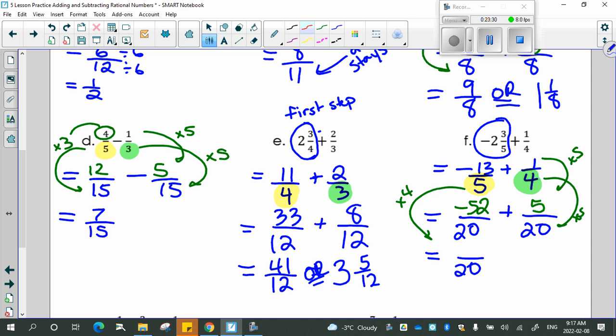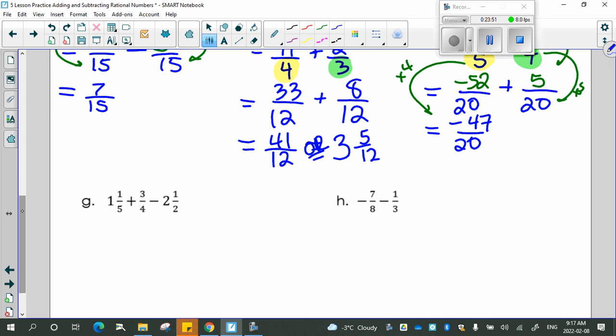Okay, I owe 52, someone gives me 5, so now I only owe how many? Good. Negative 47 20ths, can that be reduced? What goes into 47? I think it's prime. Nope. 47 is prime, so that's the best I can do unless I want to change to a mixed number. All right.